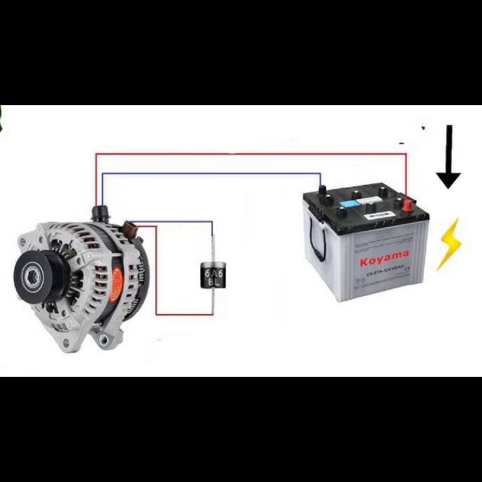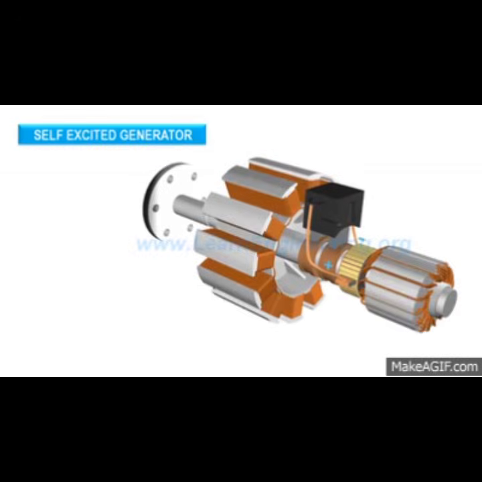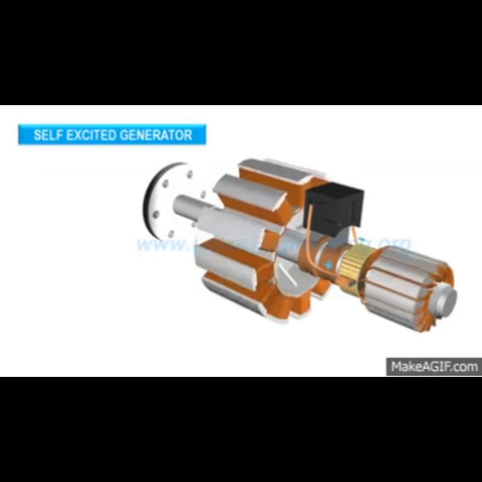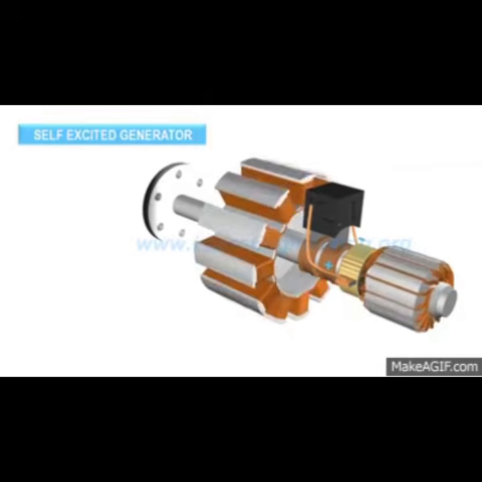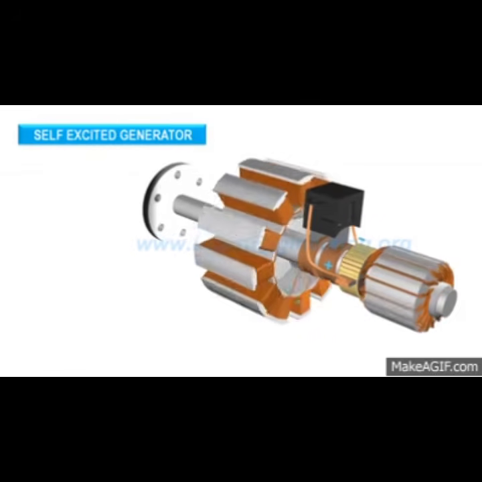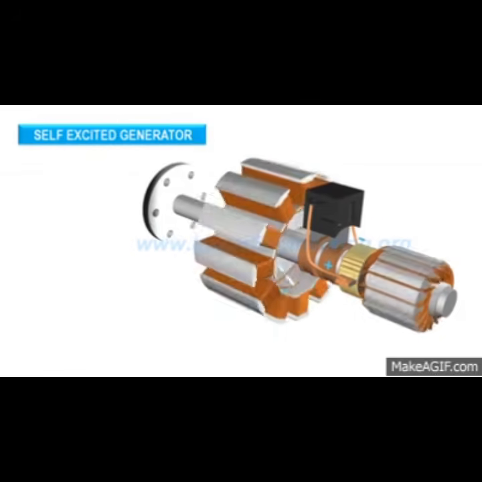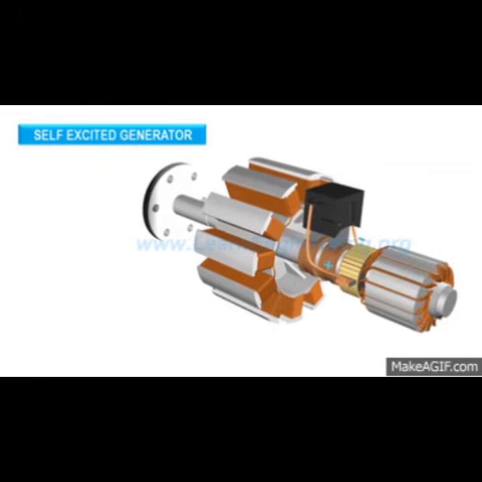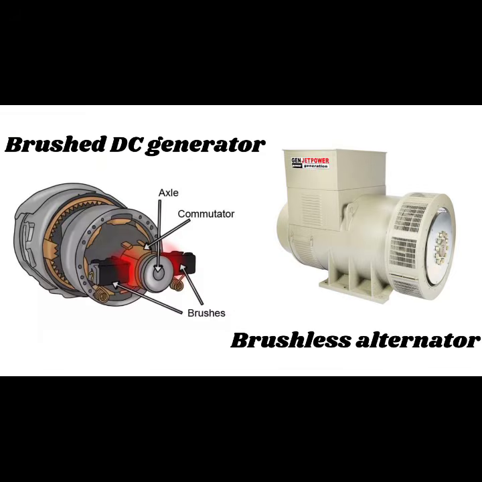10. Starting mechanism. Alternator cannot begin producing electricity on its own. It relies on an external energy source like a vehicle battery to initiate its magnetic field. Whereas many types of generators can be self-starting, especially those with residual magnetism in the rotor, making them ideal for independent power generation.